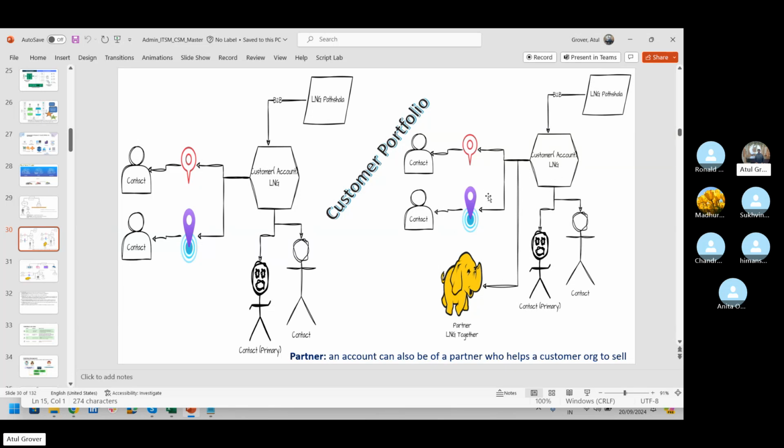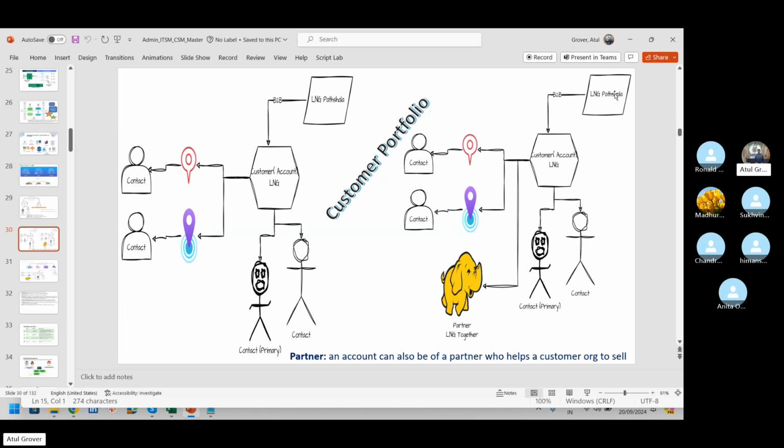Also, when you are a partner, you don't hold any kind of product or services of your own. You will sell only those which are given by your partner or your business, the above business, the parent one.